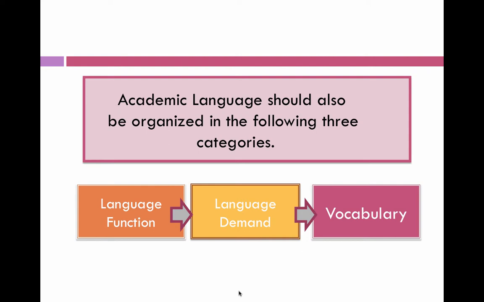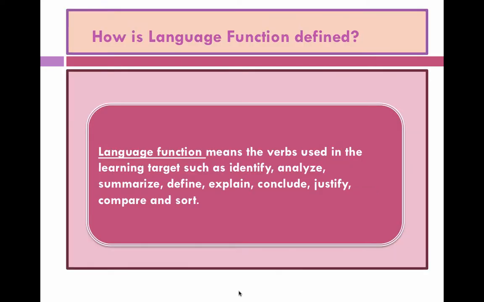Academic language should also be organized in the following three categories. The first category is language function. The second category is language demand. The third category is vocabulary. How is language function defined? Language function means the verbs used in the learning target, such as identify, analyze, summarize, define, explain, conclude, justify, compare, and sort.